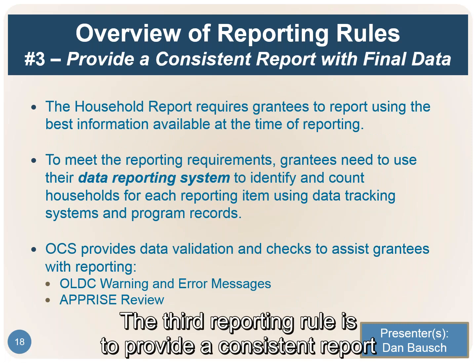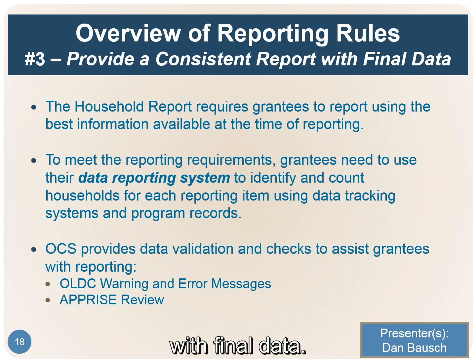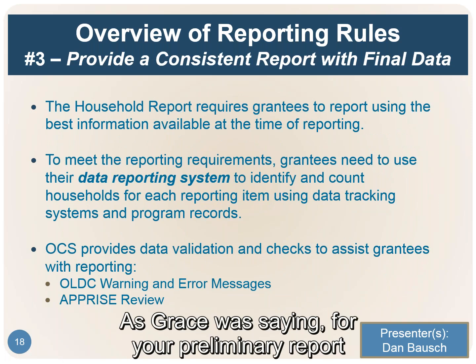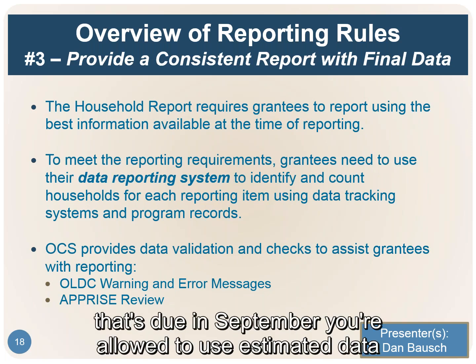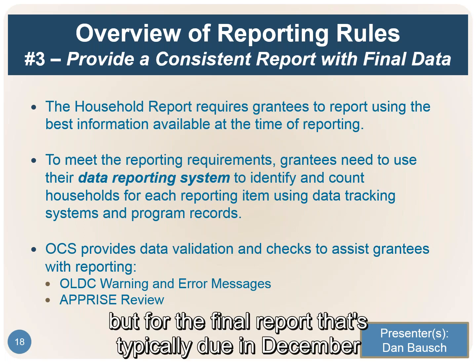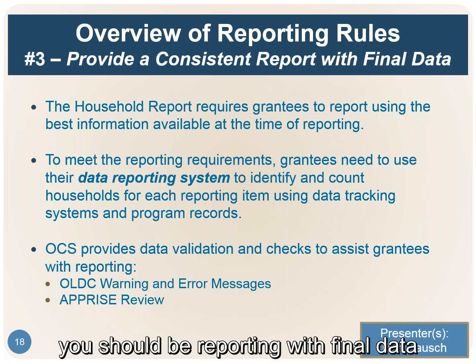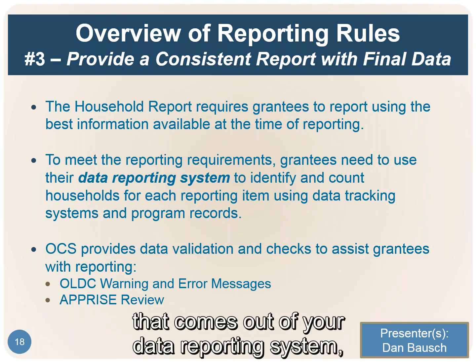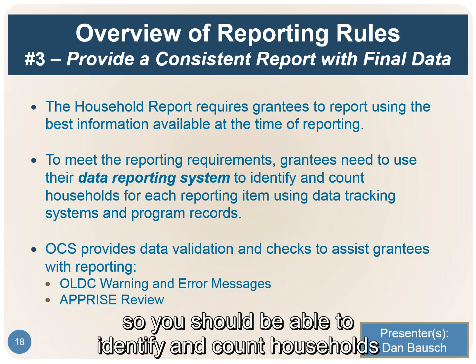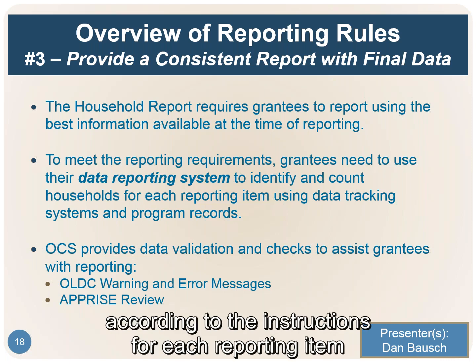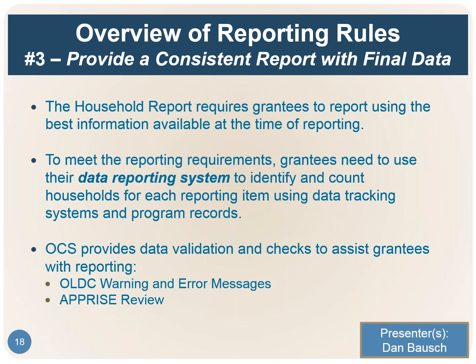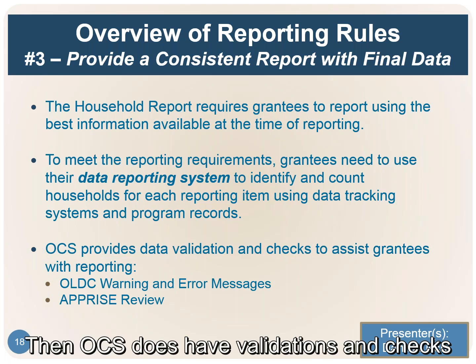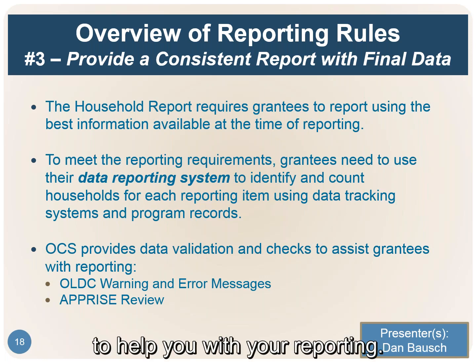The third reporting rule is to provide a consistent report with final data. As Grace was saying, for your preliminary report that's due in September, you're allowed to use estimated data. But for the final report that's typically due in December, you should be reporting with final data that comes out of your data reporting system. So you should be able to identify and count households according to the instructions for each reporting item using that system. And then OCS does have validations and checks to help you with your reporting.